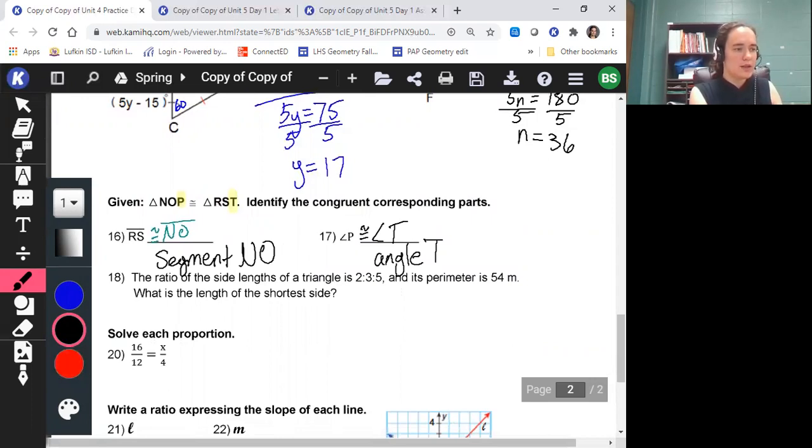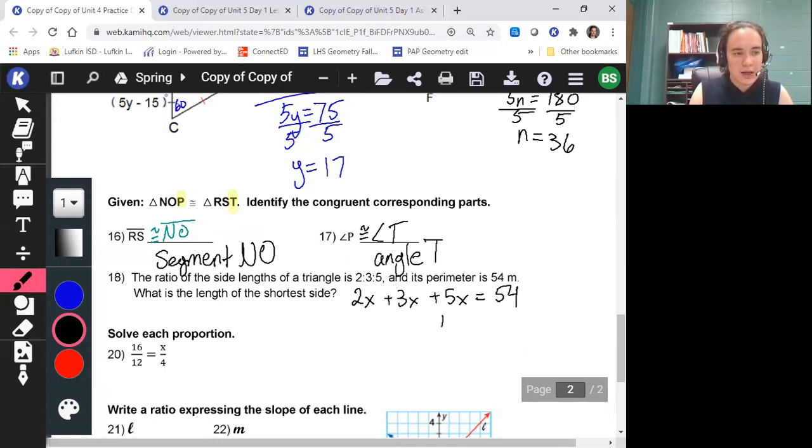Next up, the ratio of the side lengths of a triangle is 2 to 3 to 5, and its perimeter is 54 meters. What is the length of the shortest side? So we are dealing with the side lengths of the triangle. And remember that anytime you have a ratio of numbers like this, more than just 2, we're going to put an x with each of those numbers, and we are going to add them together. That gets us one side of our equation. And in this case, we're dealing with perimeter, and it gave us our perimeter. So that's the other side.